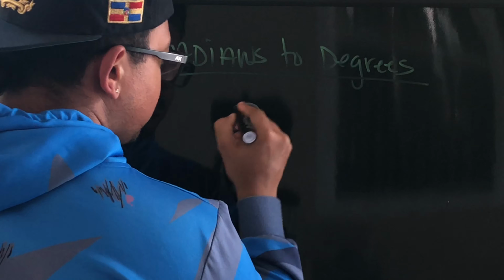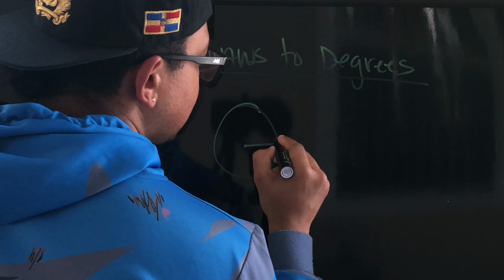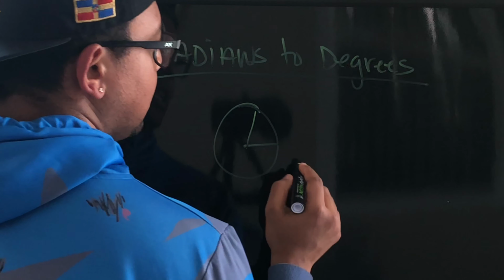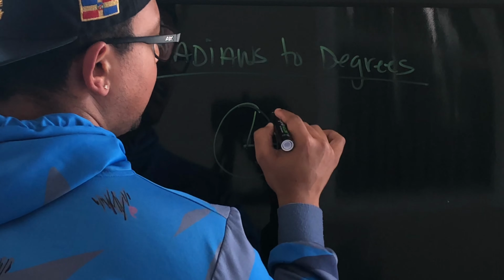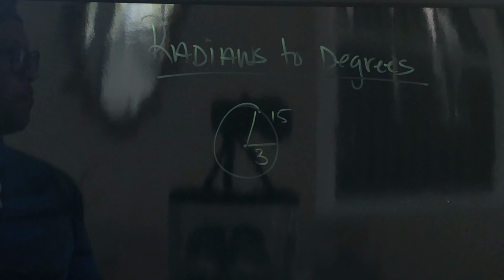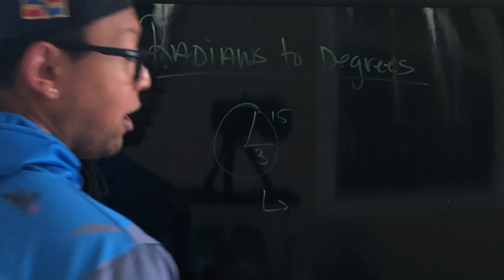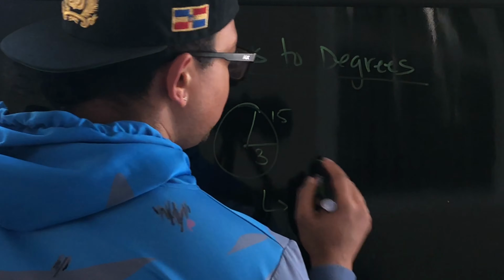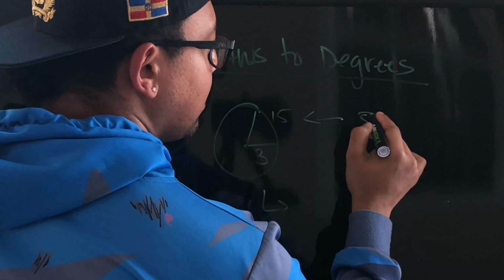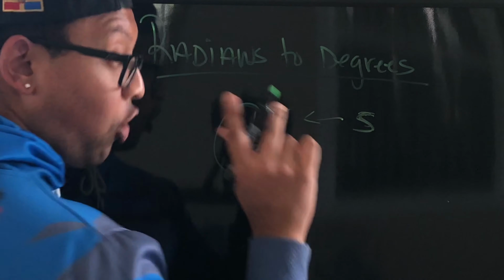Let me give you another example. Let me draw another circle, and I drew this point to here, like this. Let's say this equaled 3, and this was 15, and I said, I want you to find my radians. Now, you know that this would equal S, the letter S, as your arc length.